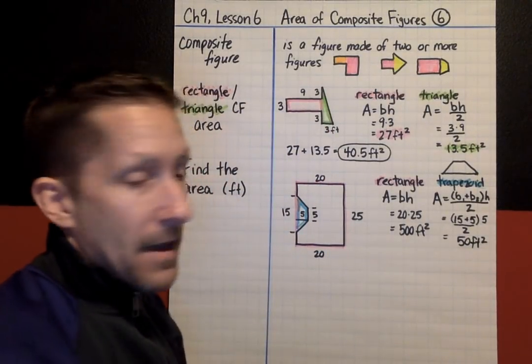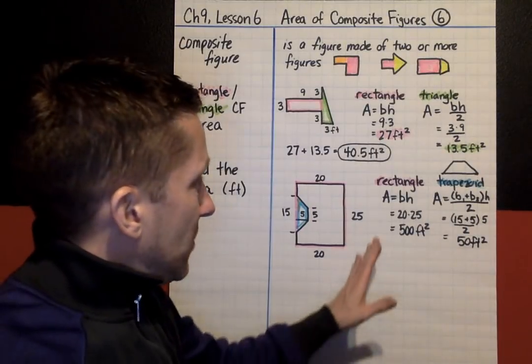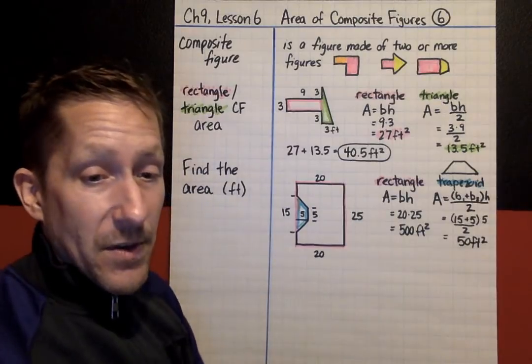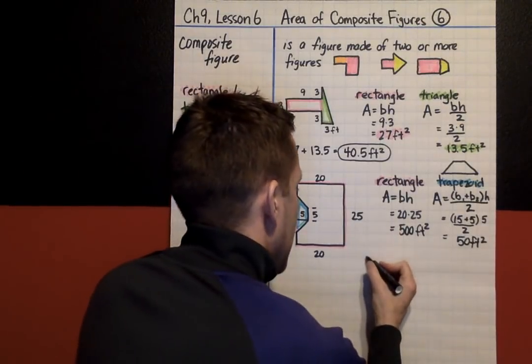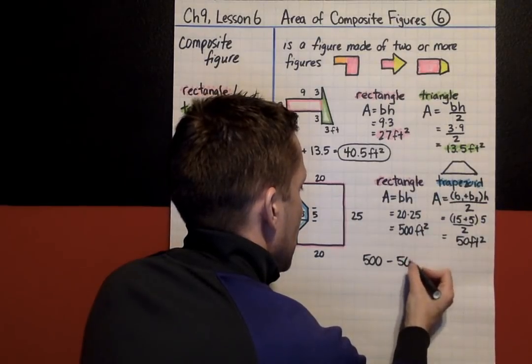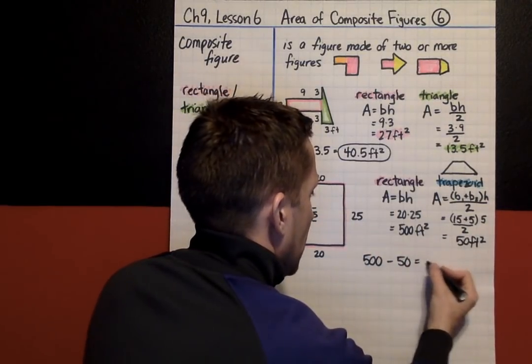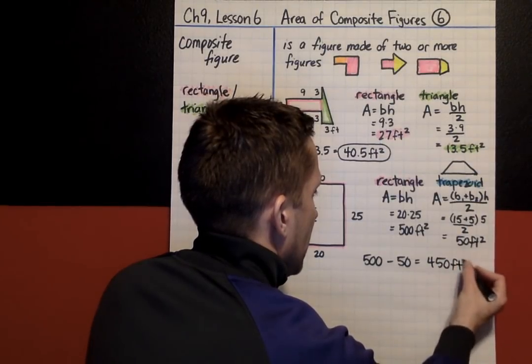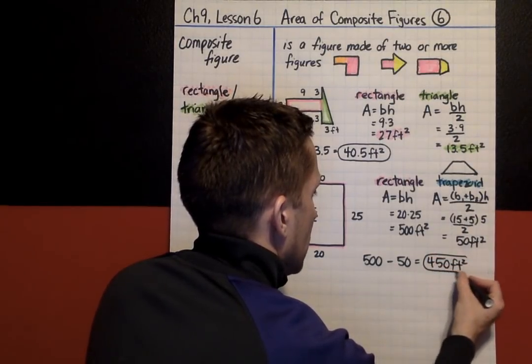trapezoid. So now what we have to do is we're taking the rectangle take away the trapezoid. So 500 feet minus 50, taking out that piece, gives us an area of 450 feet squared.